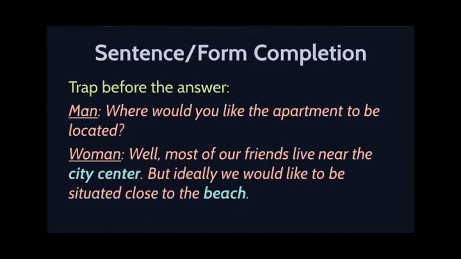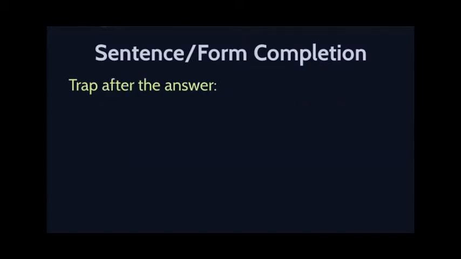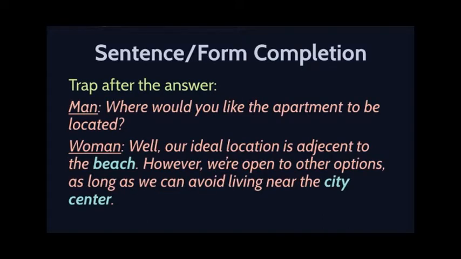Read that with me. So the man asks, "Where would you like the apartment to be located?" The woman answers, "Well, most of our friends live near the city center, but ideally we would like to be situated close to the beach."